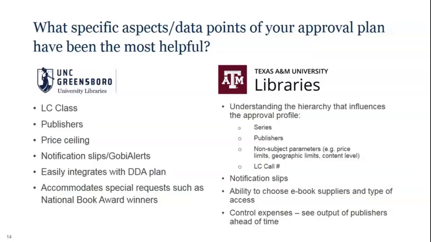We also have the ability to choose the primary book suppliers and type of access, like Christine mentioned, simultaneous user access, three user access, or single user access. And this aspect is, again, important for our library. And I will also add that we can control expenses made on the approval plan because we can run reports and determine the output of publishers ahead of time and estimate how much we would spend with a particular publisher. And this enables us to implement changes as needed.